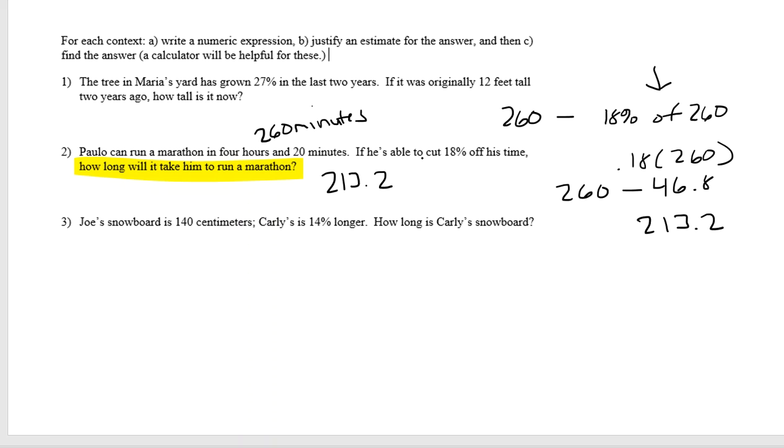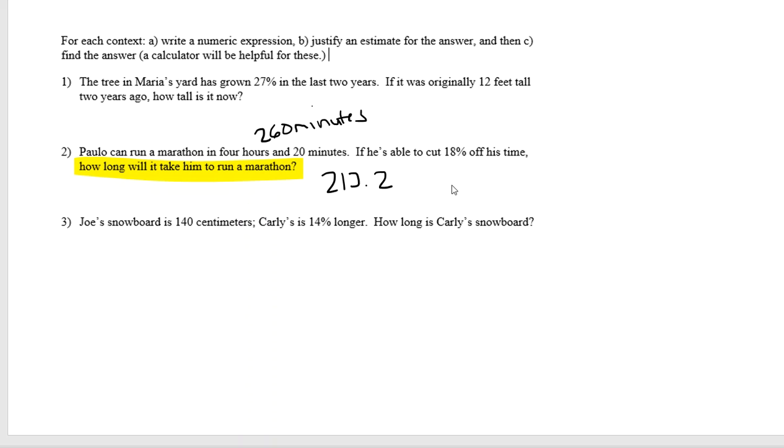Okay, so 213.2 minutes. And we know that there are 60 minutes in 1 hour. I'm going to let you leave this just as minutes though. So 213.2 minutes. Okay, so that's one way to look at it.